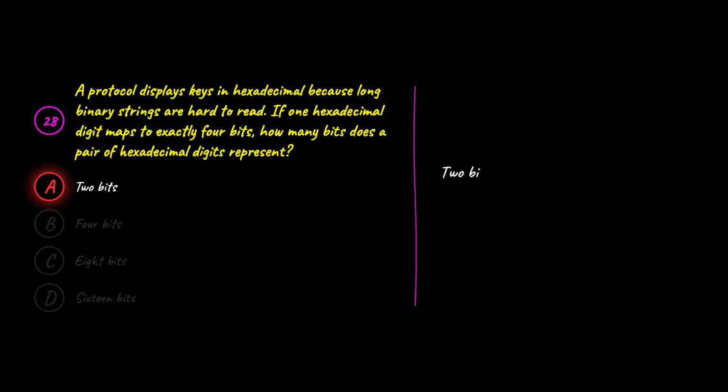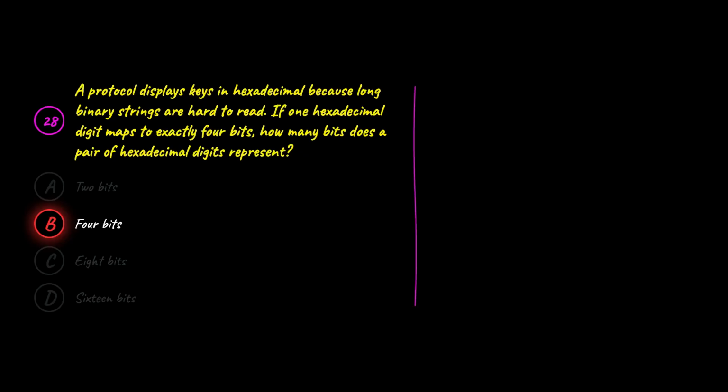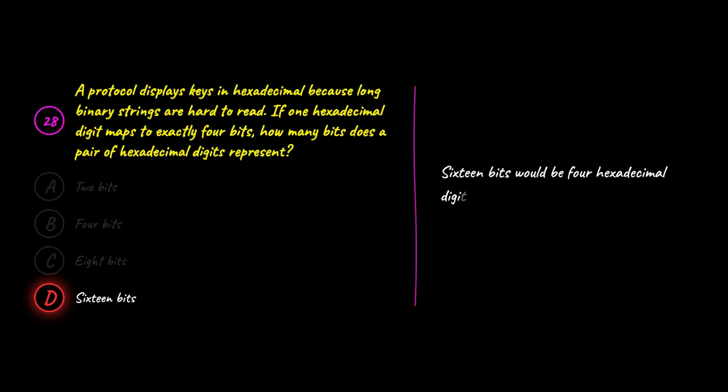A is wrong because 2 bits is far too few. A single hexadecimal digit already covers 4 bits. 2 digits double that to 8. B is wrong because 4 bits is the value of a single hexadecimal digit, not a pair. A pair represents twice as many bits. D is wrong because 16 bits would be 4 hexadecimal digits, not 2. 2 hexadecimal digits represent 8 bits.